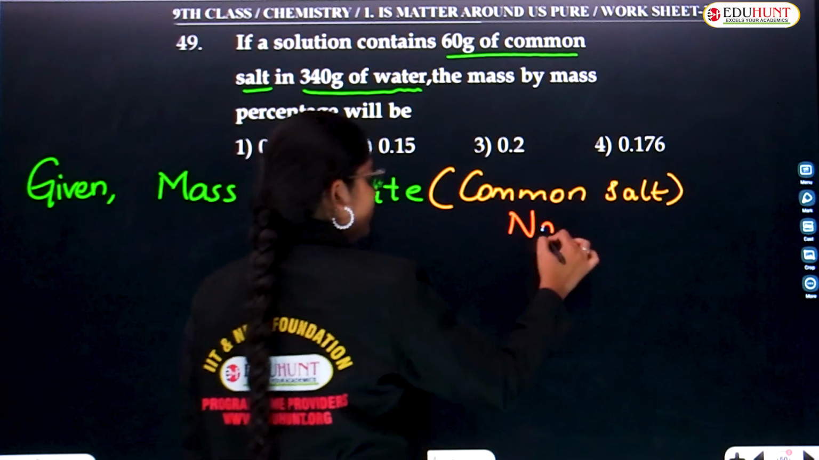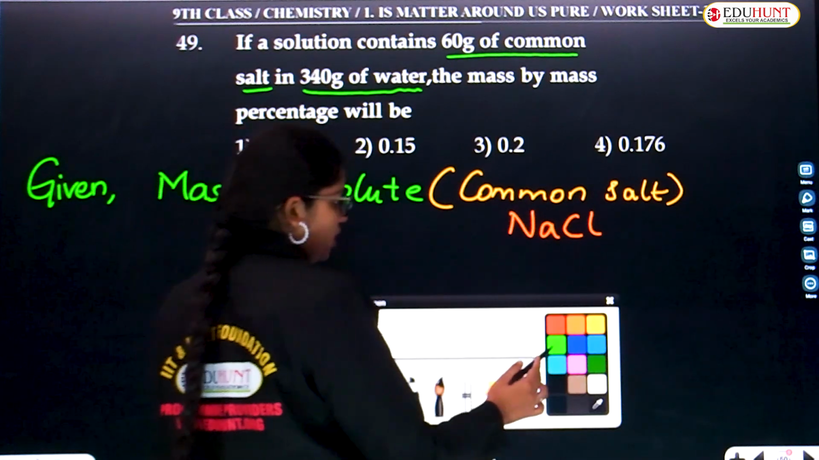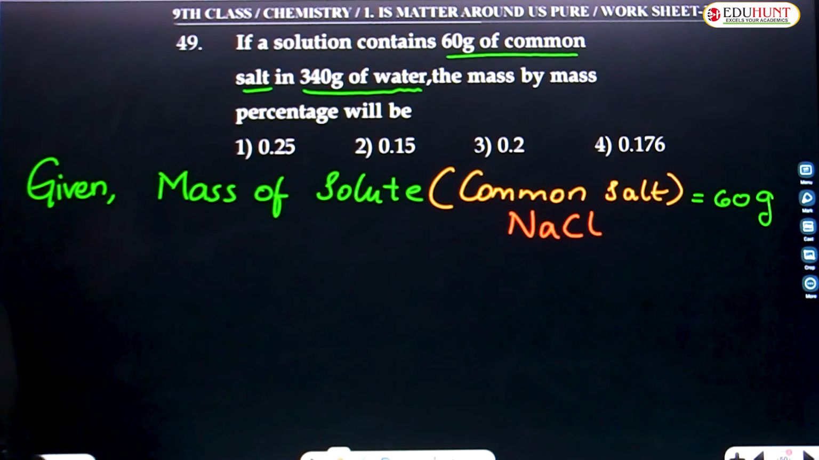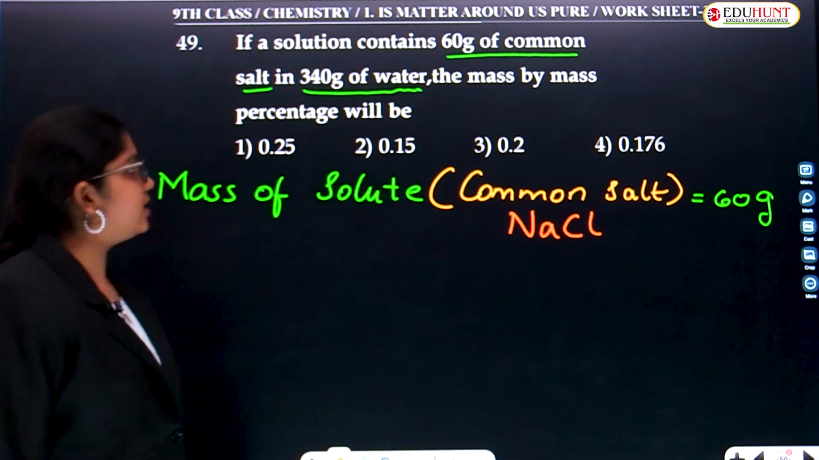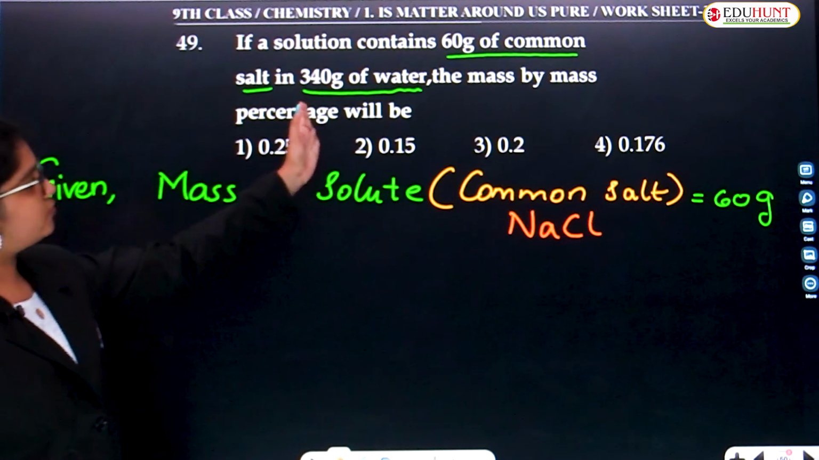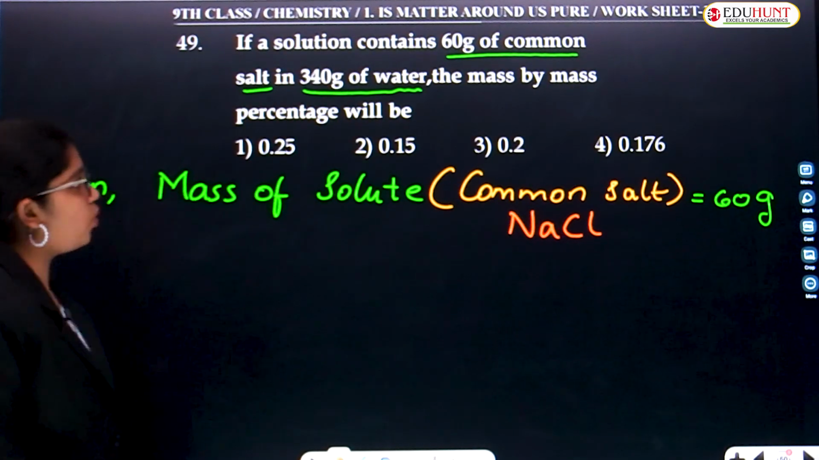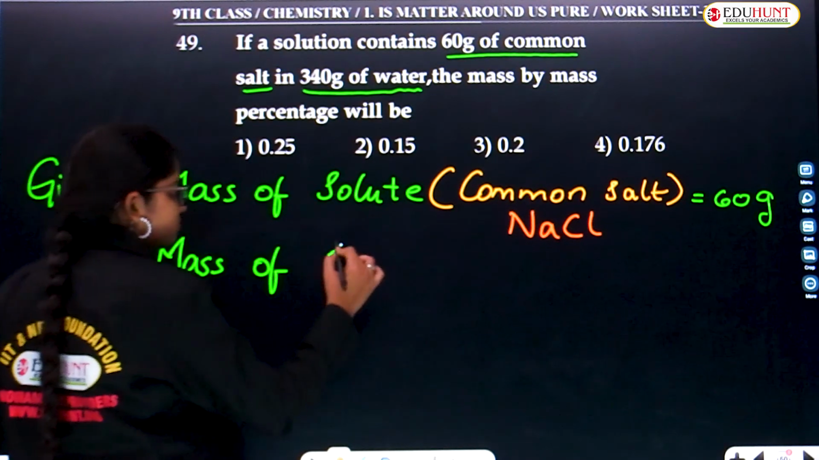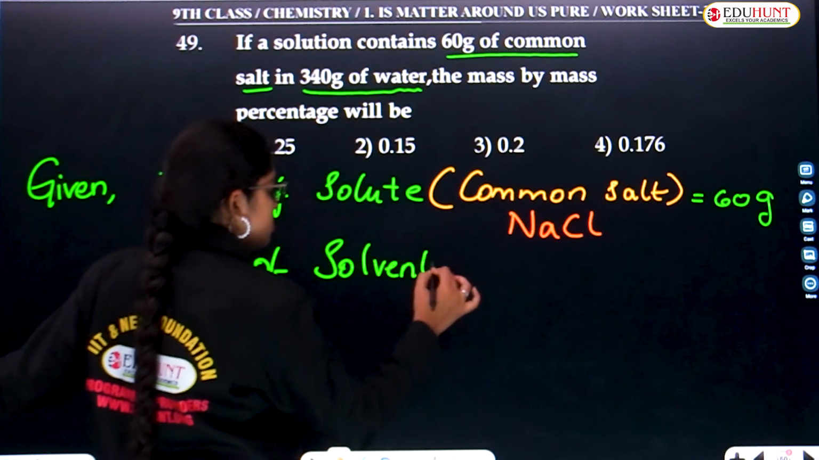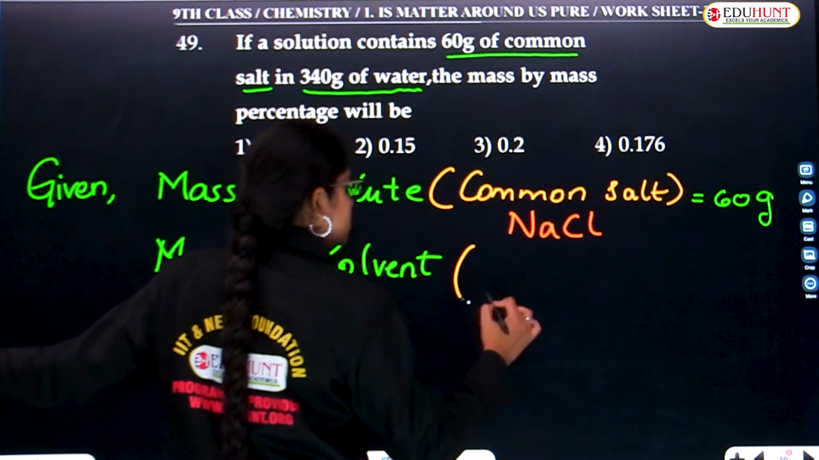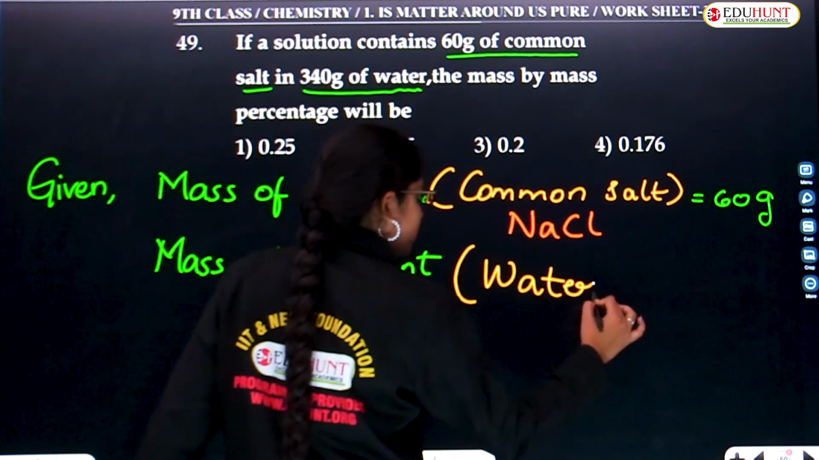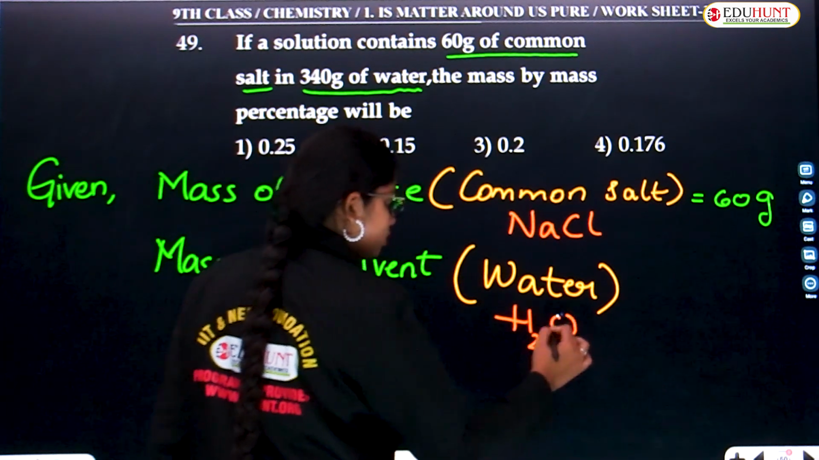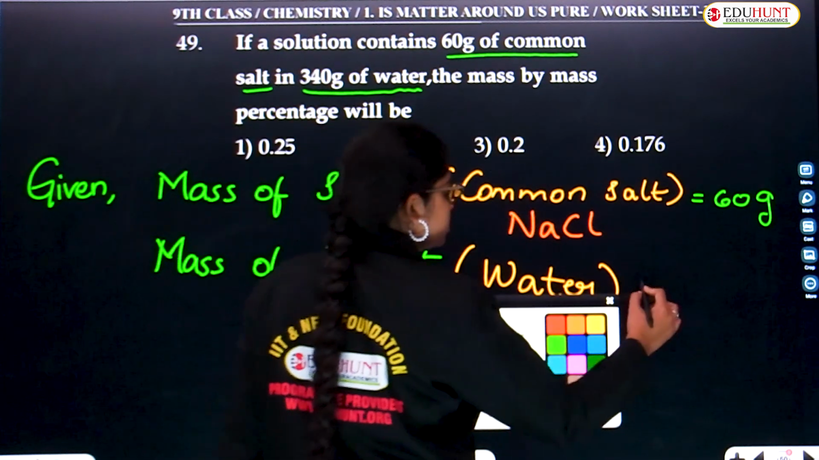Common salt. We can also write this as a formula, NaCl. Very good. So it is how much? Is equals to how much grams? 60 grams. That is a mass of solute. Okay, we got it here, right? Now, what is next? In 340 grams of water. So what is the water now? Mass of solvent, right? What is solvent over here given? Water. Very good. What is water's chemical formula? H2O. Very good. Good.